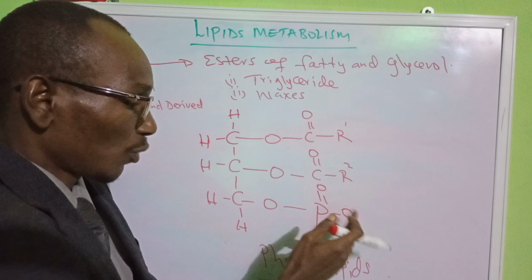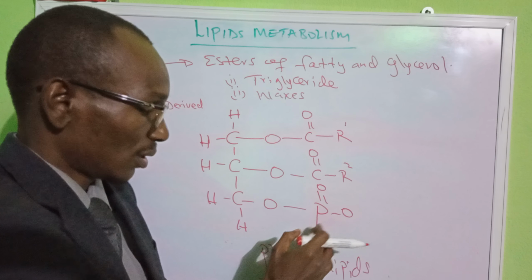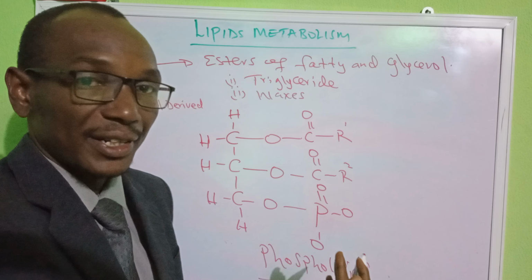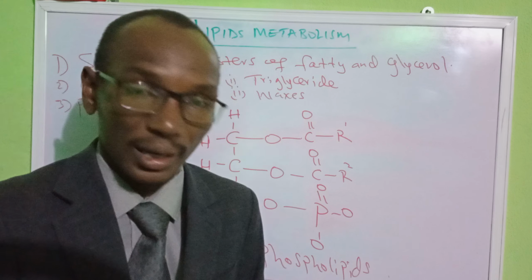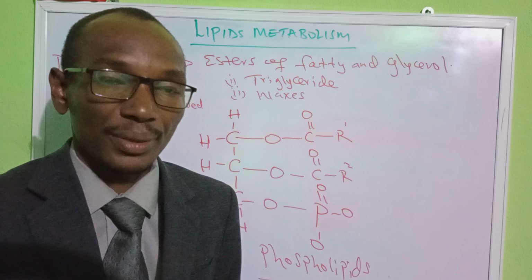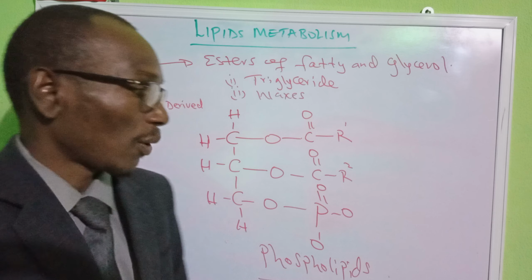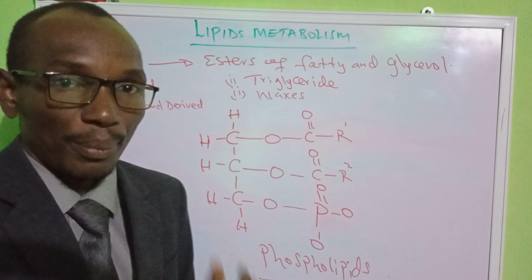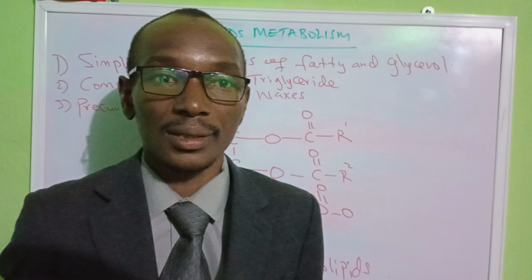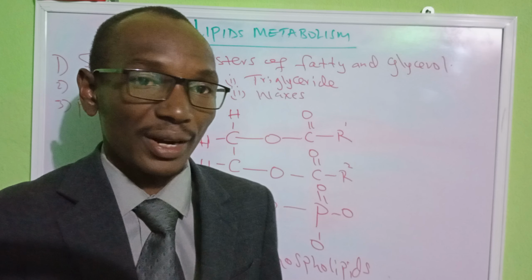This can allow either sulfur to be added to this, nitrogen group, carbohydrate such as glycoprotein, glycolipid, sulfolipid, aminolipid, sphingolipid, all are common examples of compound or complex lipid. The third classification of the lipid is different from this.